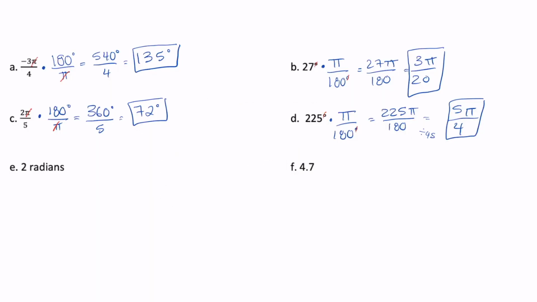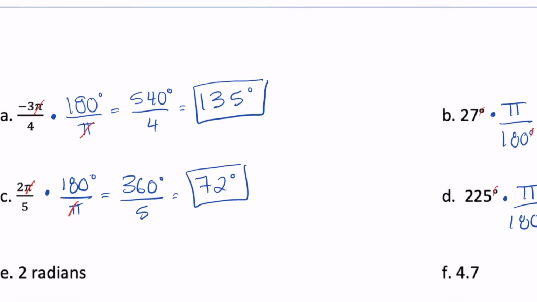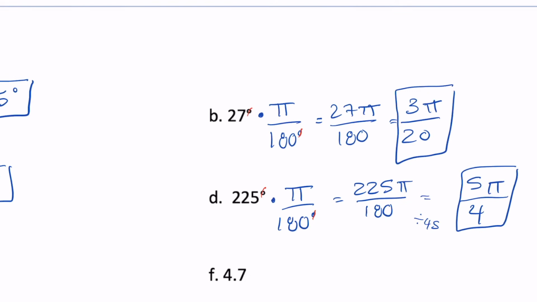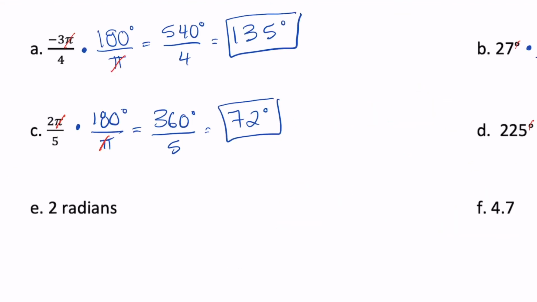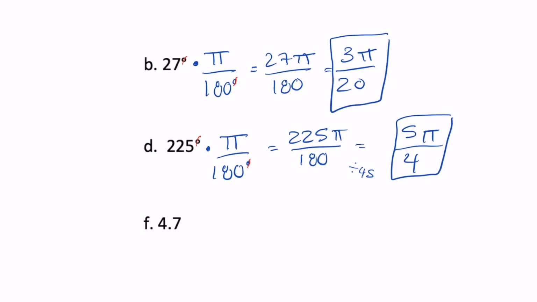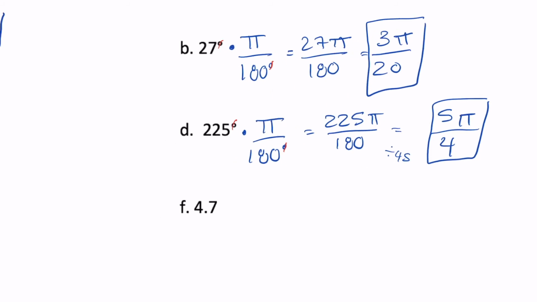Okay, let's check A through D. So A, converting negative 3 pi over 4 radians into negative 135 degrees. B, converting 27 degrees into 3 pi over 20 radians. C, converting 2 pi radians to 360 degrees. D, 225 degrees converts to 5 pi over 4 radians.